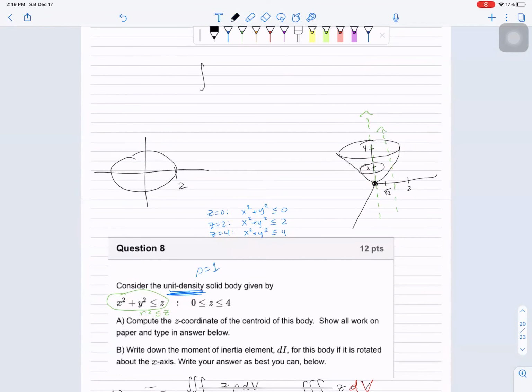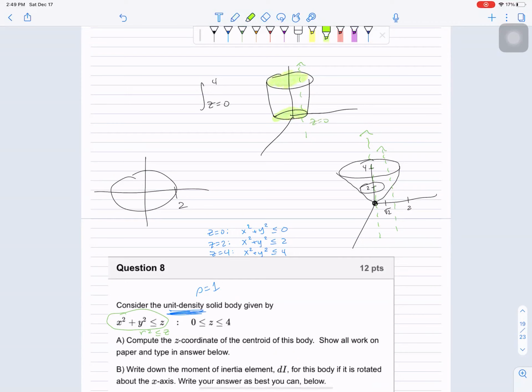Another way you can see it is, if I said z equals, say, 0 to 4, that's assuming that my shape is a cylinder. Because in that case, when I draw a line in the increasing z direction, what surface does it enter? It enters the bottom z equals 0 plane, and it exits the top z equals 4 plane. But we don't have a cylinder, we have this paraboloid. That's an aside.